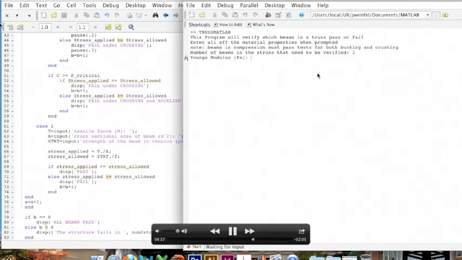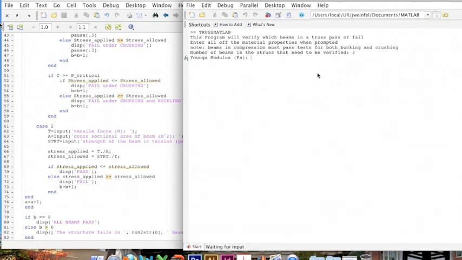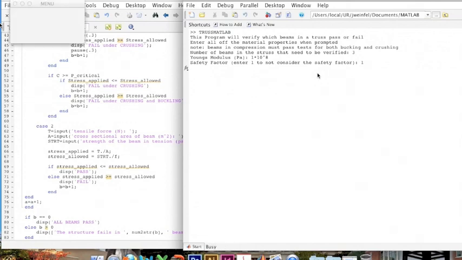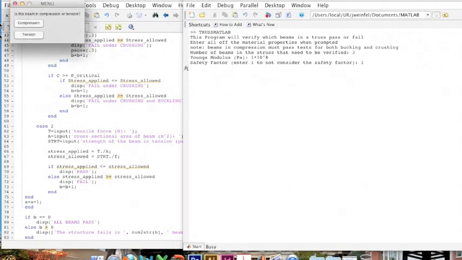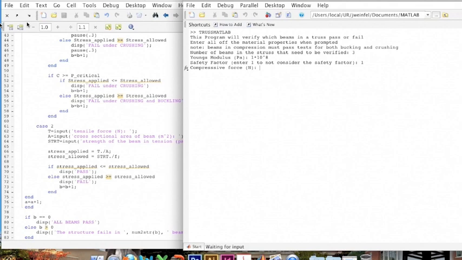We will now test the beams for the examples shown at the beginning of the presentation. There are 3 beams in the structure that need to be verified. Young's modulus is 1 times 10 to the 8th pascals. The safety factor is 1, and we will test compression for the first beam. The compressive force is 150,000 newtons, and the cross-sectional area is 1 meter squared.